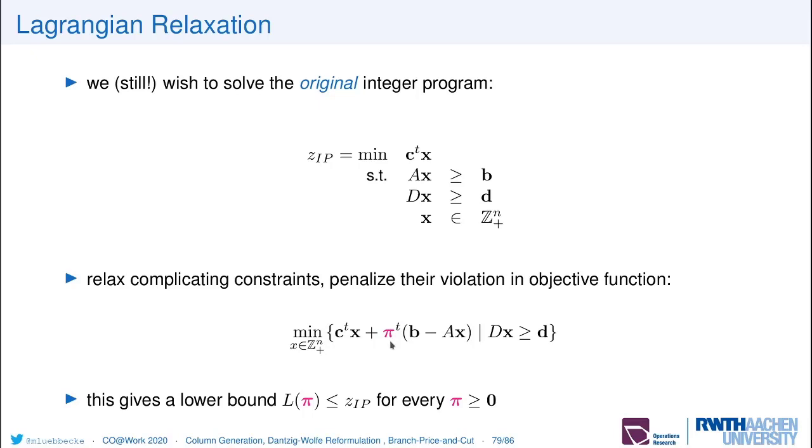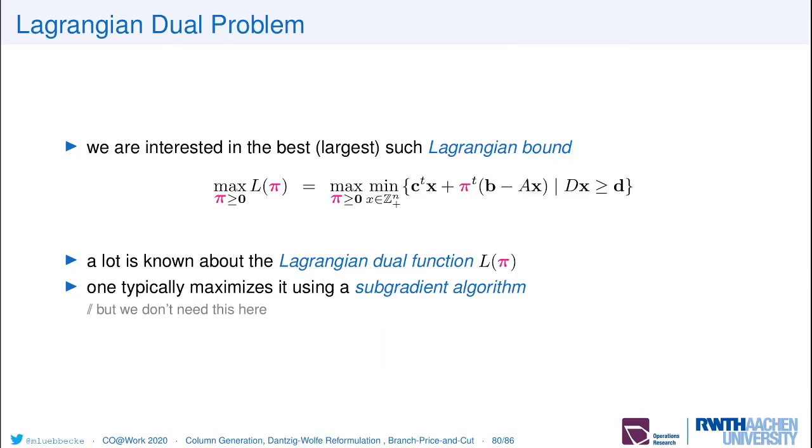Okay. Now, when there is a lower bound for every pi, of course, I'm greedy. I'm interested in the largest and the best, what we call the Lagrangian bound. So I'm maximizing over all the non-negative pi. So I'm maximizing this expression here. And we won't do this here, but a lot is known about this maximization problem. A lot is known about the Lagrangian dual function, which is reflected here in this L of pi function and so forth. It has a lot of nice properties, in particular allowing us to apply a very, very simple algorithm, the subgradient algorithm, not to exactly maximize it, but to approximate a maximum.